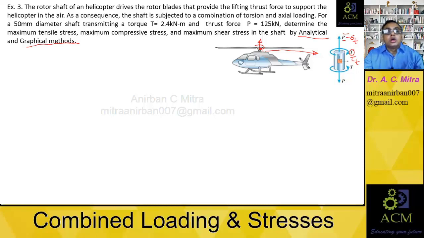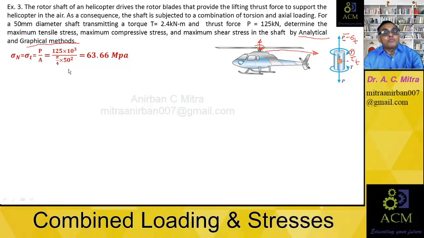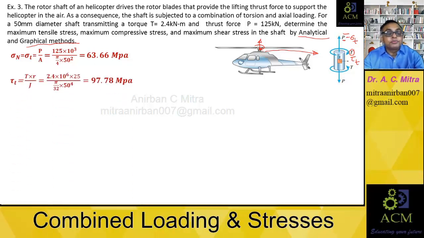Okay, now we try to find out the individual stresses. First we try to find out the tensile stresses. That will be force divided by the area. Thrust force is 125 into 10 raised to 3. Area, diameter is mentioned 50 mm, so it will be pi by 4 into 50 square. So it will be 63.66 megapascal tensile, hence it will be positive.